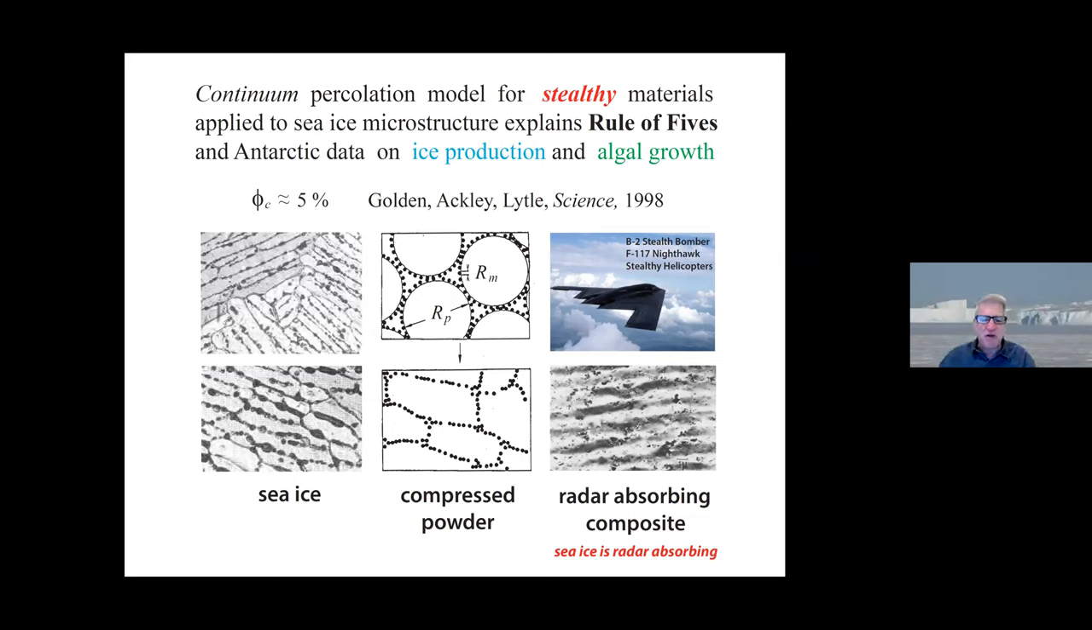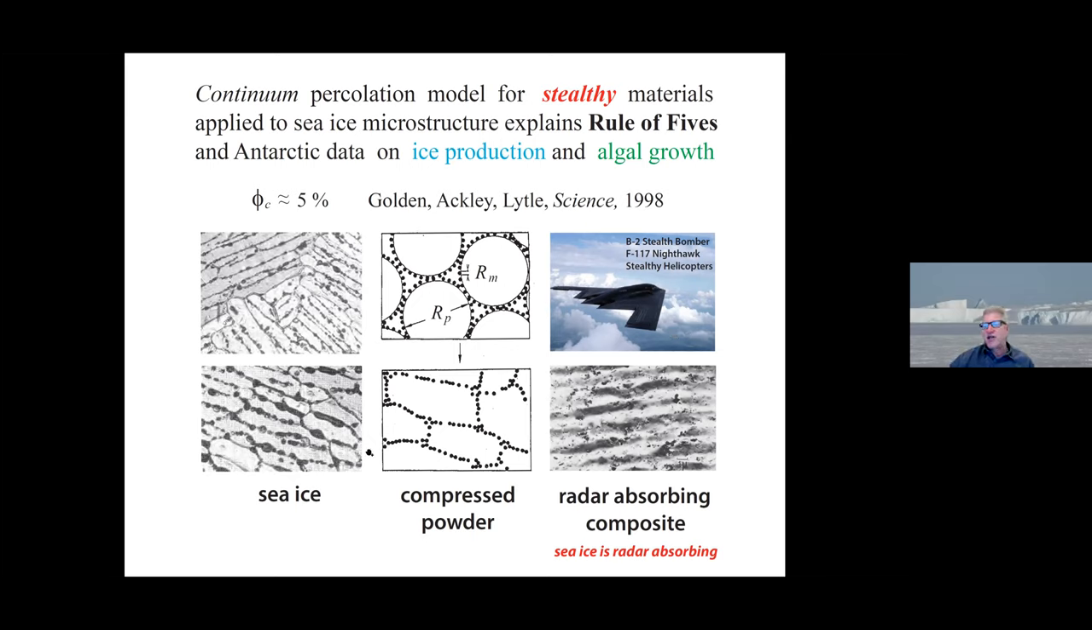So you could get 35, 40% silver particles in a polymer host and achieve connectivity of the conducting phase, which then gives you radar absorbing capabilities, but it's too expensive. So they came up with this compressed powder microstructure. So you reduce it down, so you can get arbitrarily small percolation thresholds, volume fractions required of your expensive conducting phase to still achieve radar absorbing capabilities. So these materials were used in the development of stealthy aircraft to evade radar.